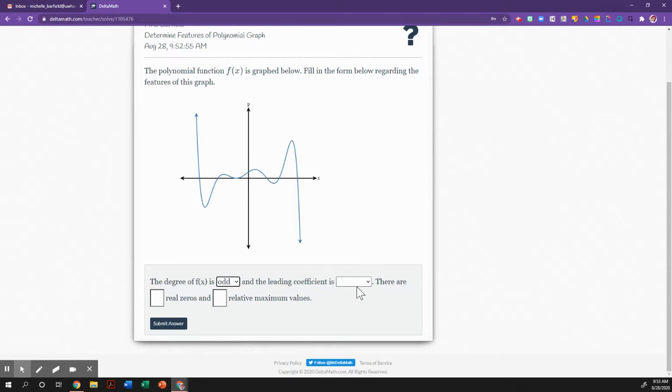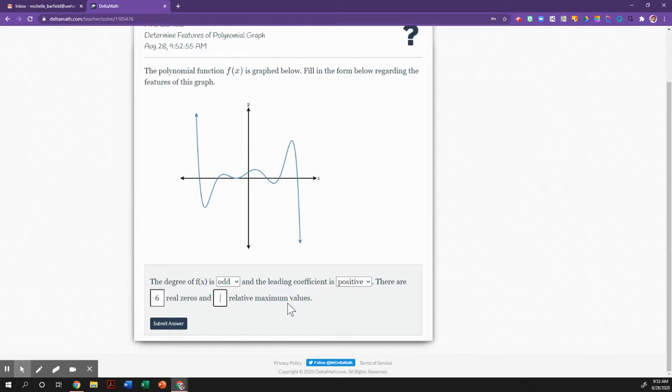The leading coefficient is, well, hey, if you're not entirely sure, take a guess. So let's just say positive. If you're not sure, I'm going to tell you in a moment how to tell, but let's just say you don't know. There are blank real zeros. So x-intercepts: 1, 2, 3, 4, 5, 6.